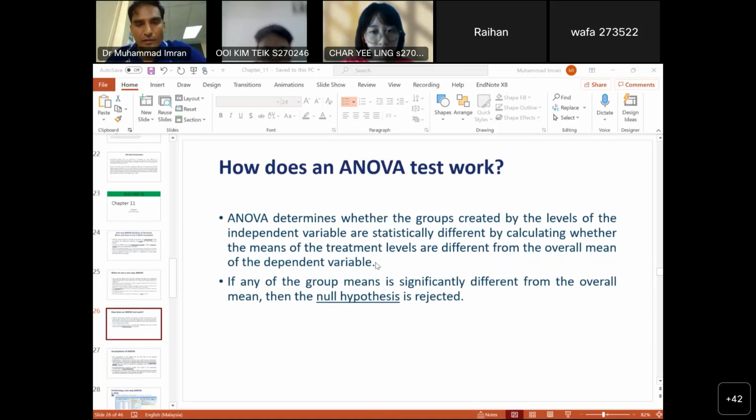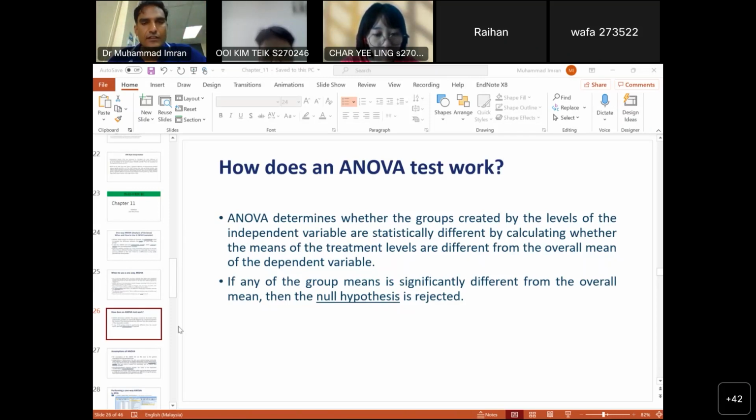If any of the group means is significantly different from the overall mean, then the null hypothesis is rejected. Yeah, if we cannot find a difference, then the null hypothesis will be accepted. If we find a difference between the IV and the DV, then we will accept the alternative hypothesis, right? Okay, maybe don't get confused. Now, let's go for the practice.